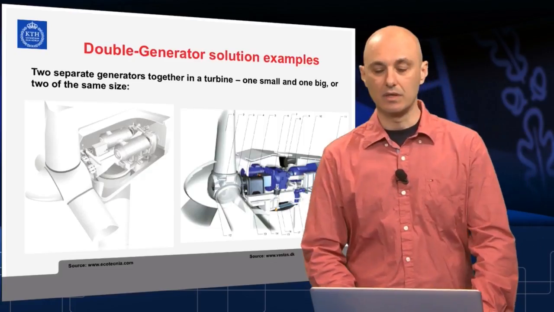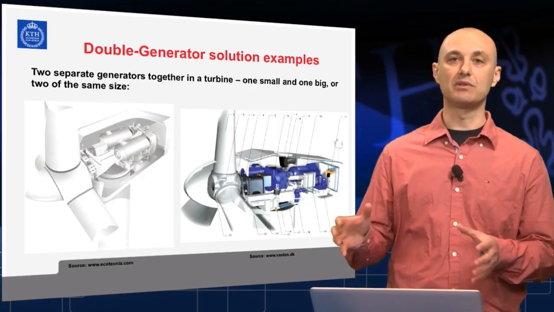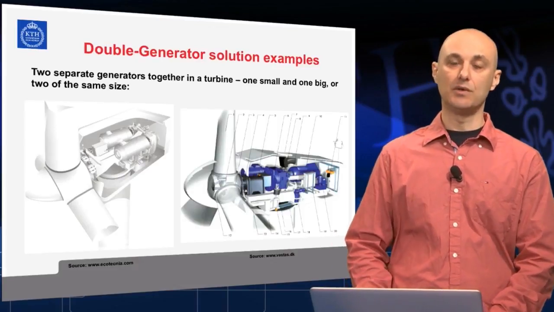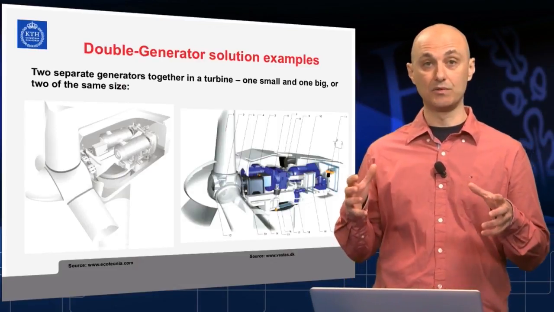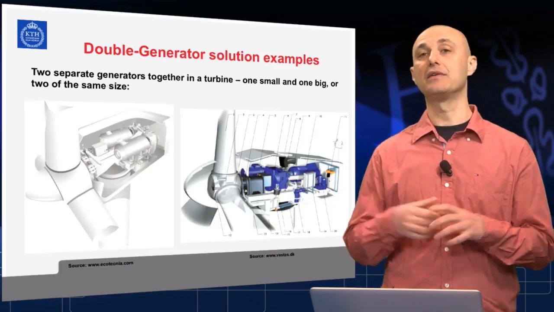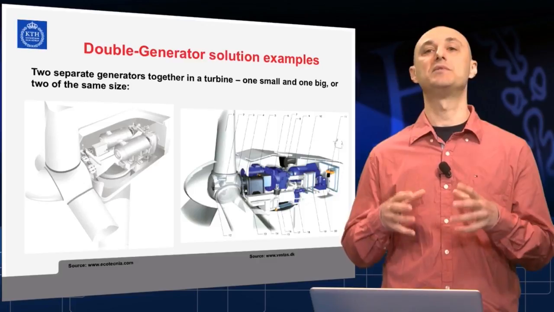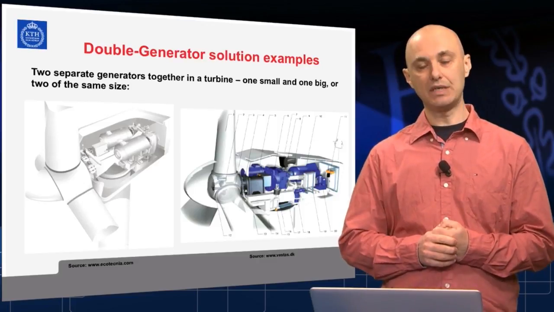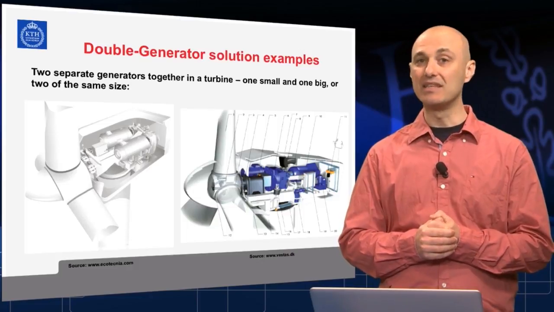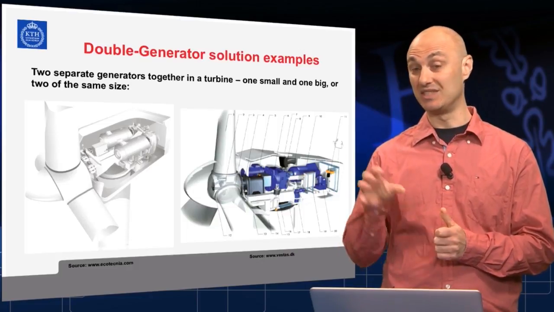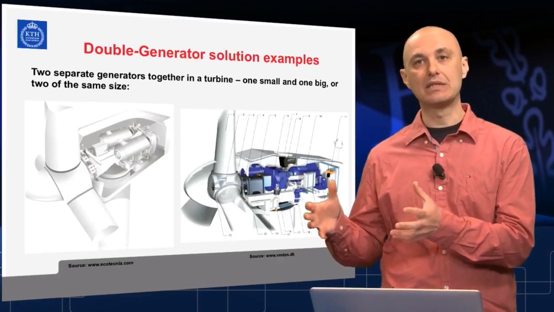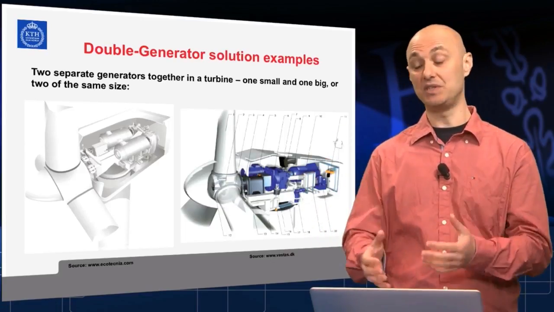Later on, especially in machines of megawatt size, those solutions, through special design, were built into the same generator. So generators for wind turbines were produced with the ability to switch pole pairs inside, and thus act as a small generator and then a big generator within the same machine.